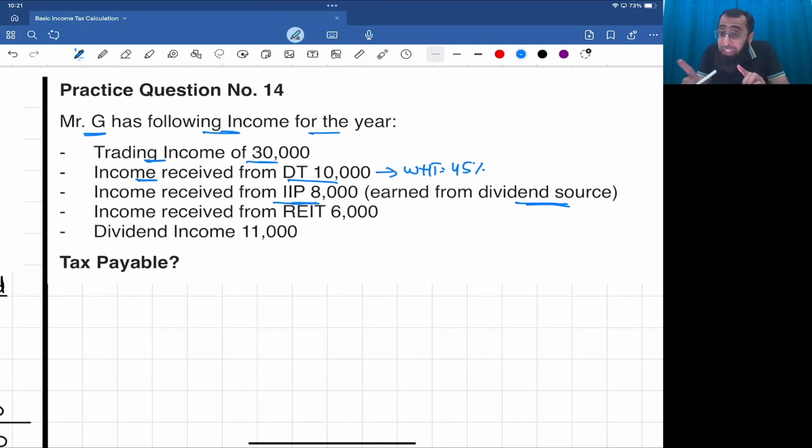Now the question has specifically stated that this income was earned from dividend source, so the withholding tax will be 8.75%. If it is non-saving or saving source, then withholding is 20%. If it is a dividend source, then withholding is 8.75%. Income received from real estate investment trust. You all know that on REIT, the withholding is 20% and it goes in non-saving income. And then you have dividend income 11,000. You have to do the tax payable. Again, a routine income tax return. I believe that it's not difficult.